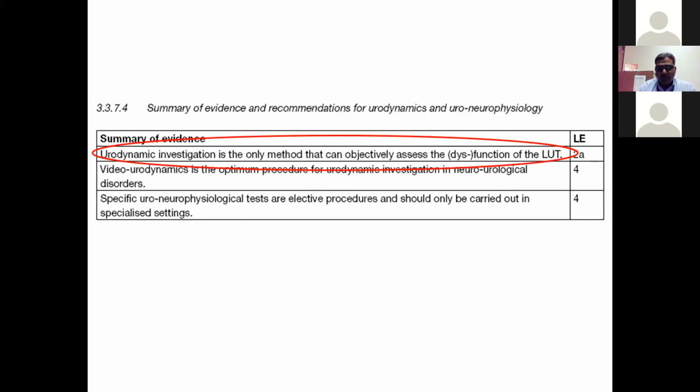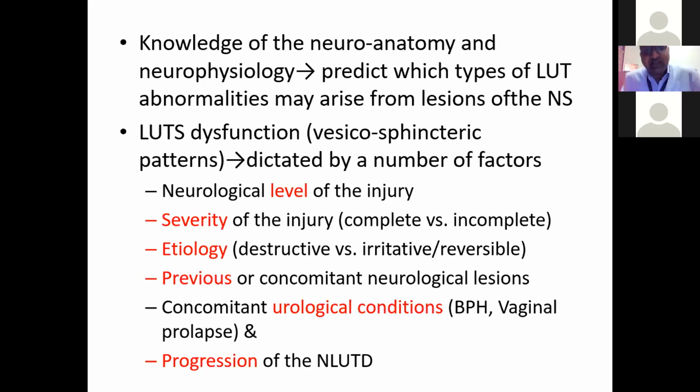So now moving on to the localization of the lesion and its impact on the urinary system. Again, the knowledge of neuroanatomy and neurophysiology helps to predict which type of lower urinary tract symptom abnormality may arise from the lesion. And this lower urinary tract dysfunction, the vesico-sphincteric pattern, is dictated by a number of factors.